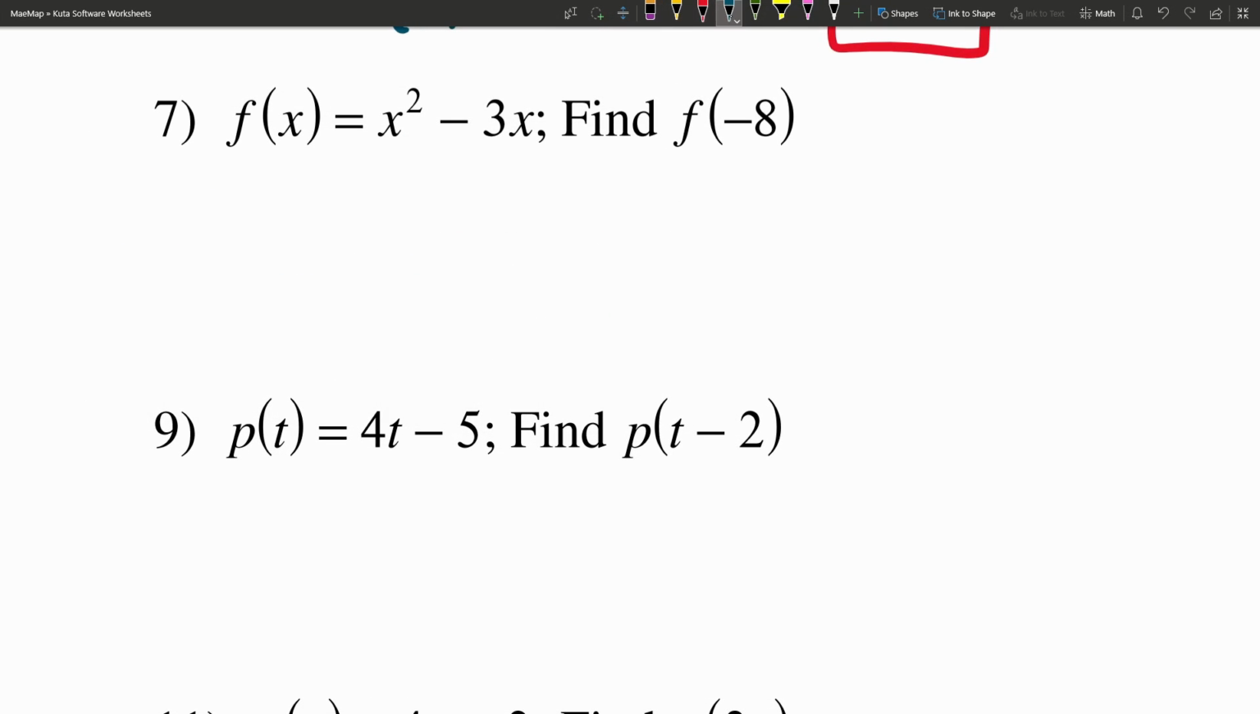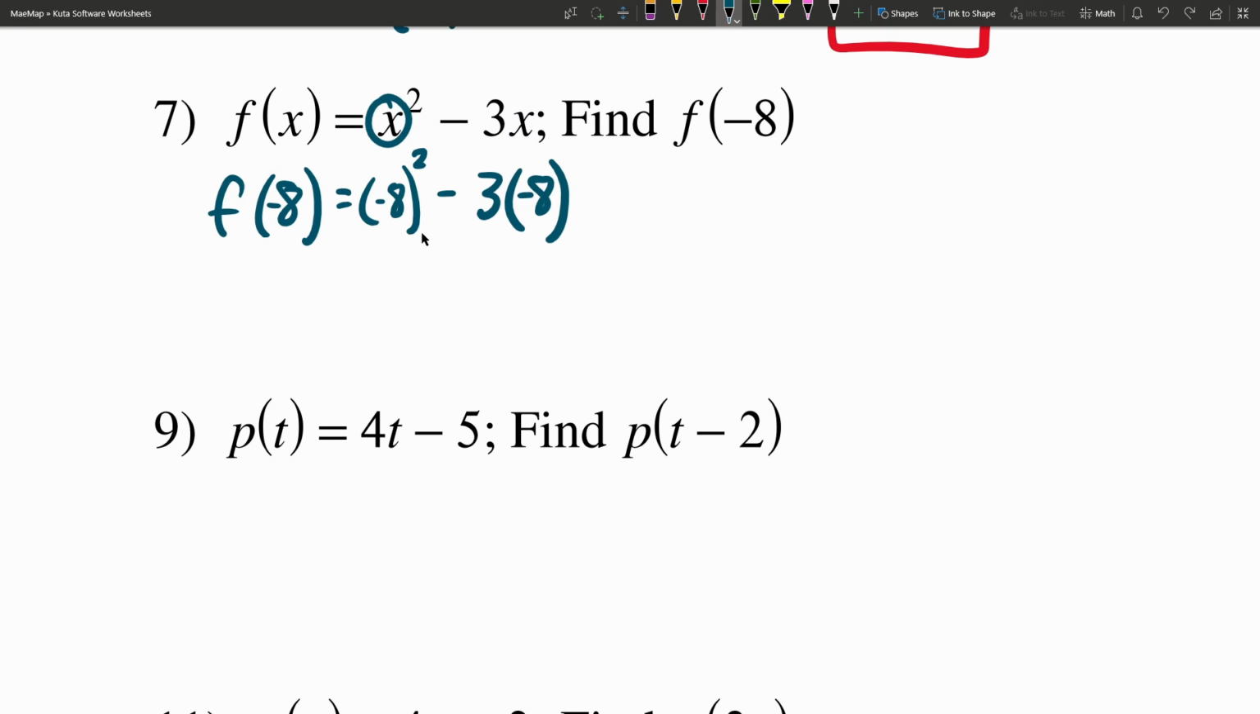For number 7, our function f of x is equal to x squared minus 3x. We're going to be finding f of negative 8. What that means is we're plugging negative 8 right on in for our variable x. So f of negative 8 is going to equal negative 8, that quantity squared, minus 3 times negative 8. Notice in this problem, I had two separate x variables, so I had to plug my negative 8 in two separate times. Wherever I see an x, I'm plugging in that negative 8.